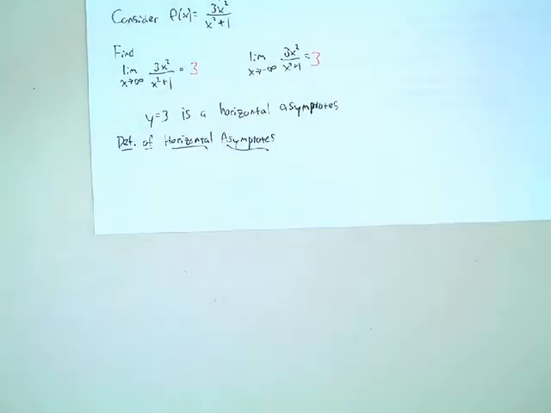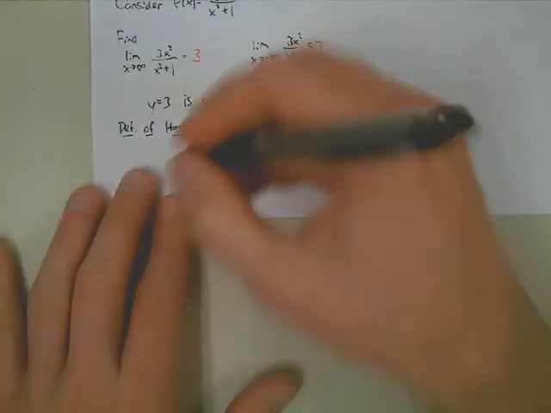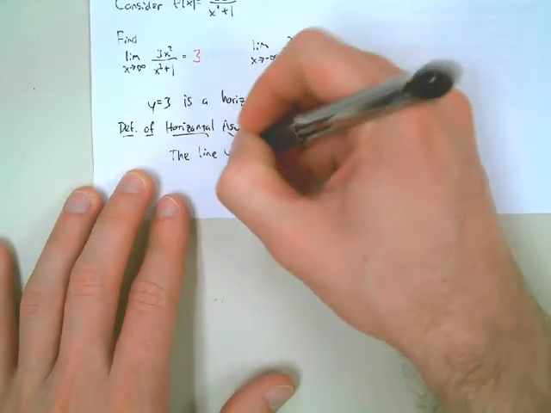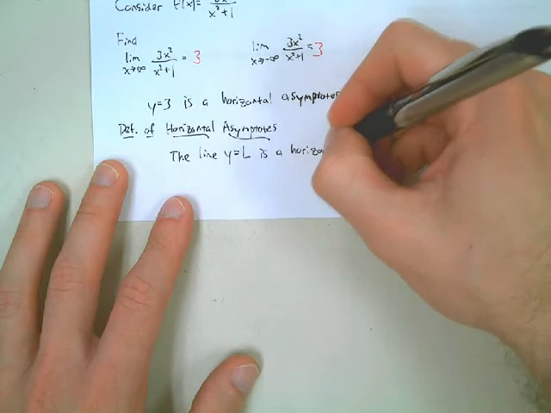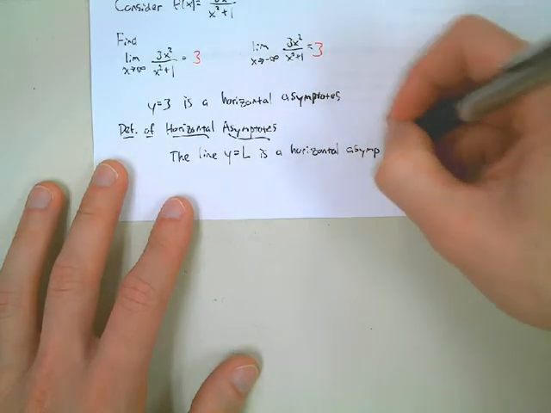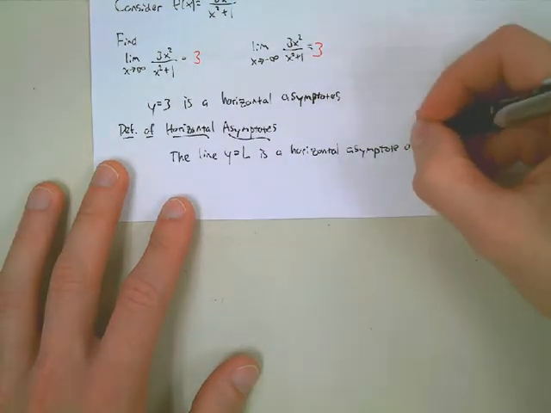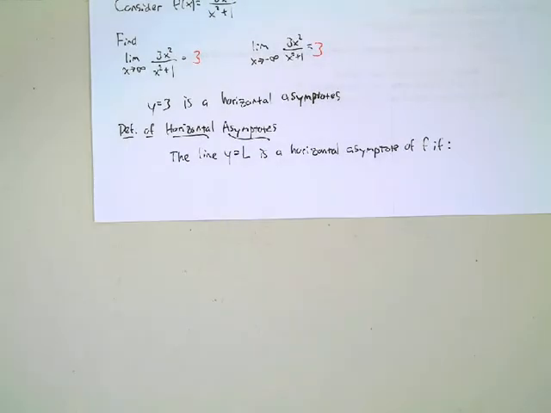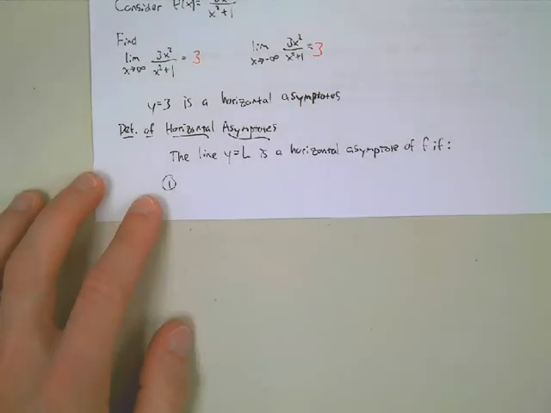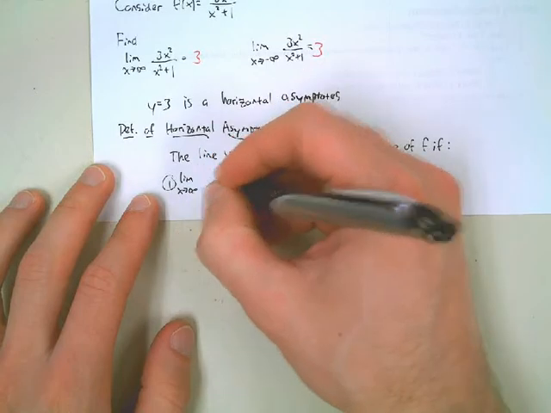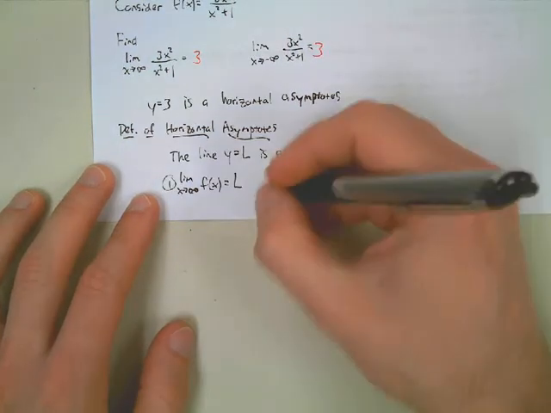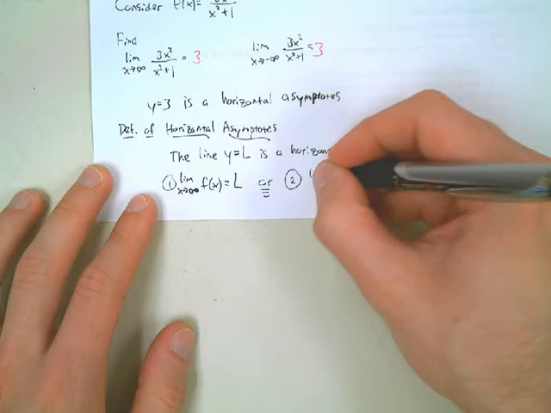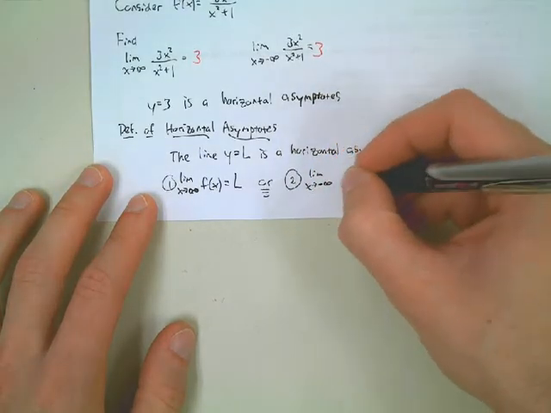Okay. So definition of horizontal asymptotes: the line y equal to L, where L is just a number, is a horizontal asymptote of f if the limit as x approaches infinity of f of x is equal to L, or the limit as x approaches negative infinity of f of x is equal to L.